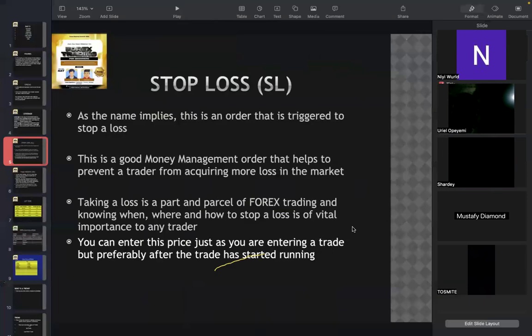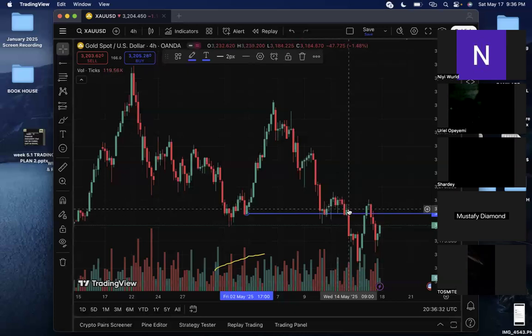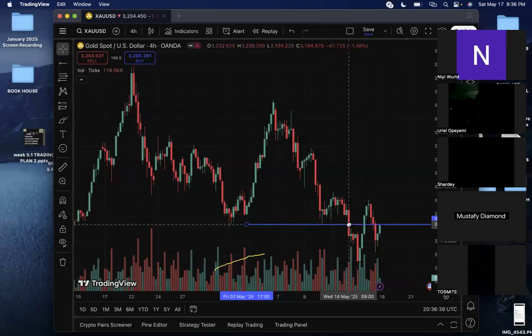So the stop loss is very, very good. This is a good money management order that helps prevent a trader from accruing more loss in the market. For example, you have $100 and you want to risk $10. Then you calculate your stop loss. The stop loss here is $10. Once the market comes to your stop loss, your trade will close automatically. That means you lose $10.